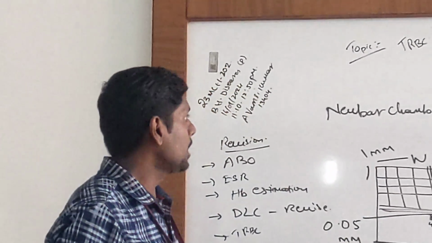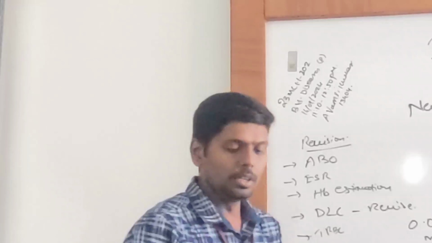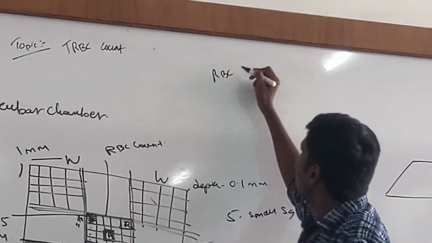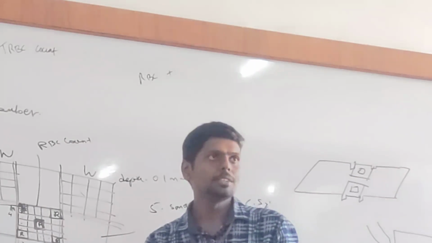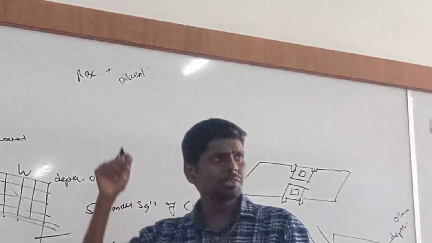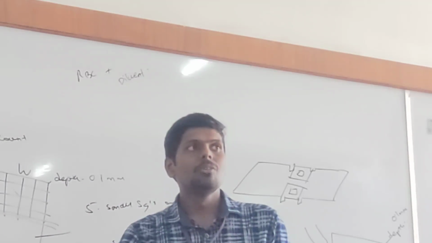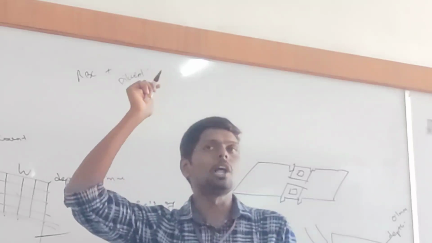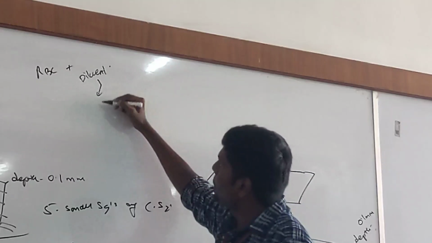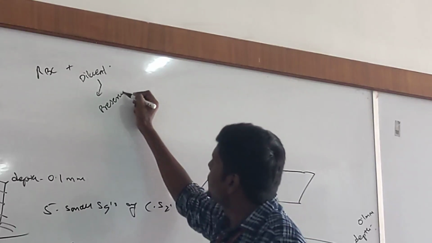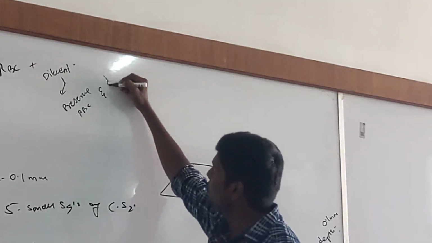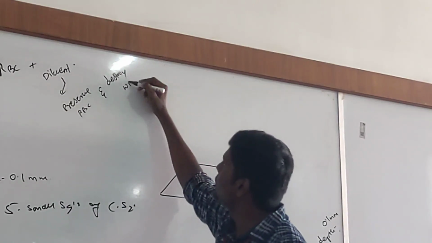Then listen, coming to the RBC test. RBC will be diluted with a diluent fluid. Can you guess what the diluent name is? What fluid will we use to dilute the red blood cells? Now listen, what this fluid will do is preserve red blood cell morphology and it will destroy WBC.